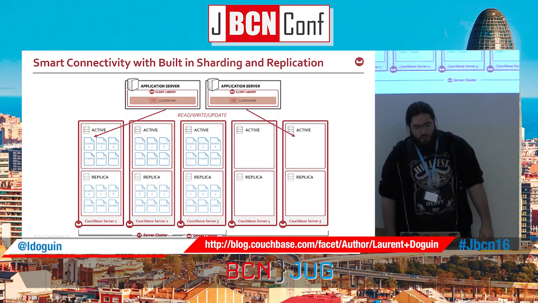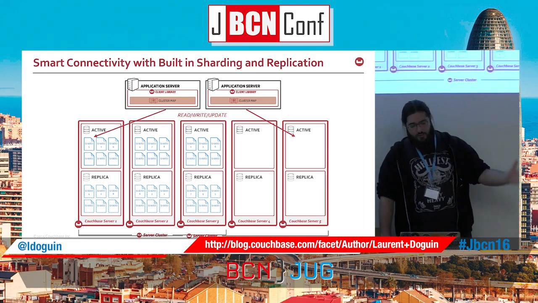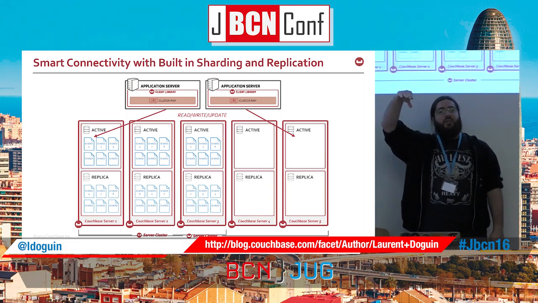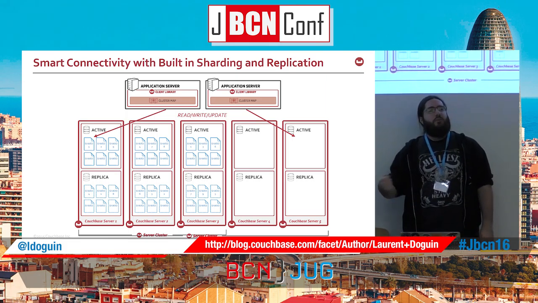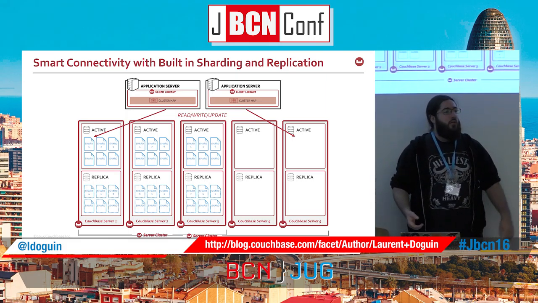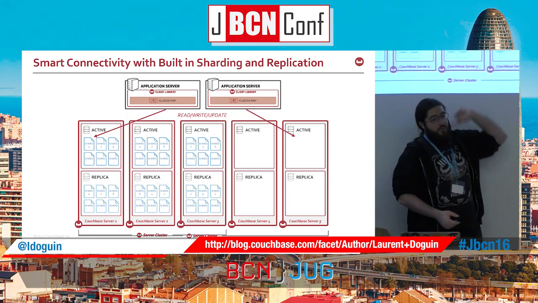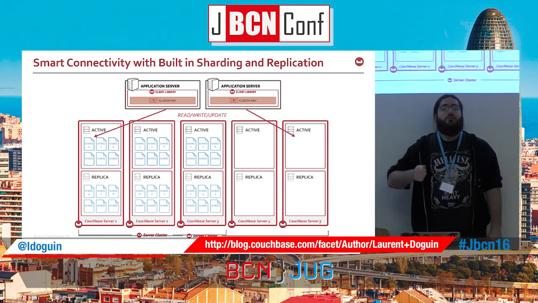And what happens when you lose a node? Let's say you lose the node in the middle, then the documents that were on the active part are not available anymore. Which is when you can use the operation called get from replica that will allow you to re-get it from all the other nodes. And this is also what we call a failover.